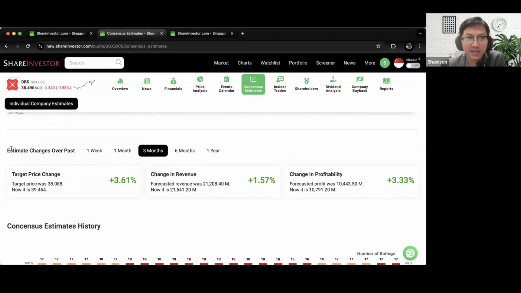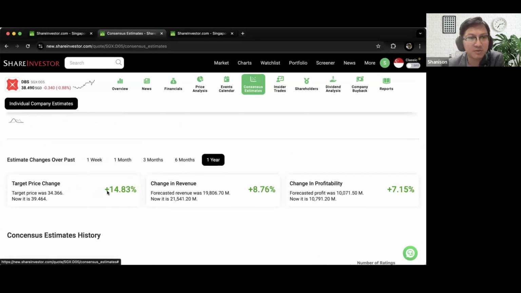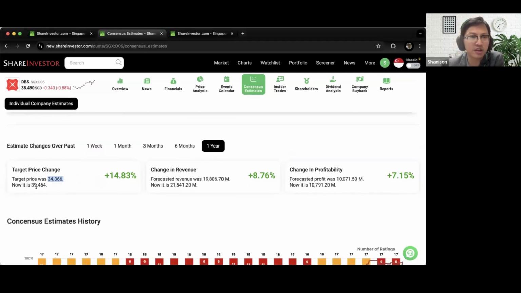One thing interesting is also the estimate changes over the past. You want to see what the research analysts think in the past 1 year, 6 months or 3 months, how does it change? Let's say 1 year. So target price change has been increasing by 14%. The average target price issued 1 year ago by the research analysts was 34. Right now it's actually 39.